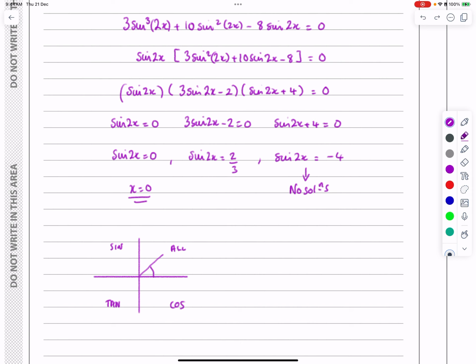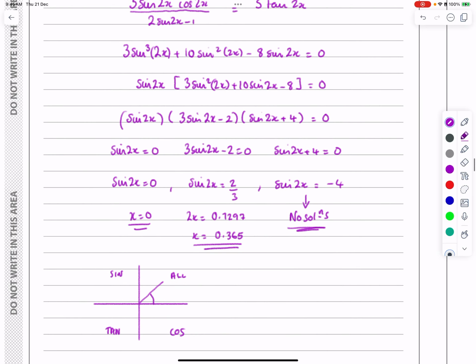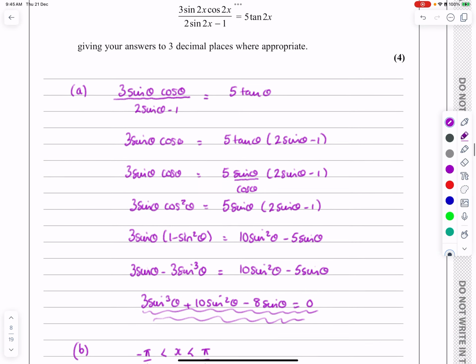So if we do inverse sine of 2/3, we're going to get that 2x equals inverse sine of that. Remembering, guys, to have it in radians, okay? That works out to be 0.7297. So x is actually going to work out to be half of that, 0.365. And as we say, within the range of values, that's the only one that will count. So we get that as our final solution. x is equal to 0, x is equal to 0.365, or no solutions. Okay, nice question that. Hopefully all the techniques and all the methods make sense to you.